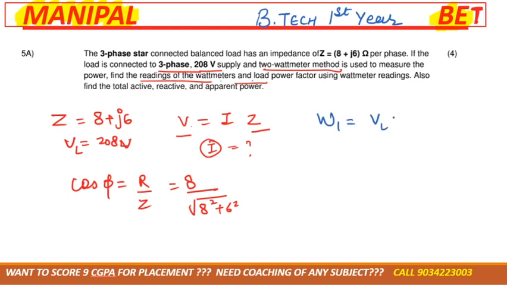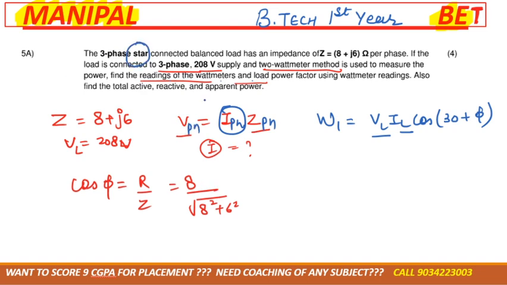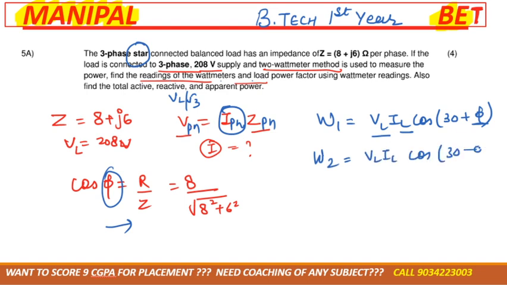W1 is how much? VL IL cos of 30 minus phi. So VL is known, IL you will also get from here. IP type, this is star, so you need to convert it. That would be VL by root 3. Phi is known, phi from where? From here. Similarly, you will get W2 equal to VL IL cos of 30 plus phi.